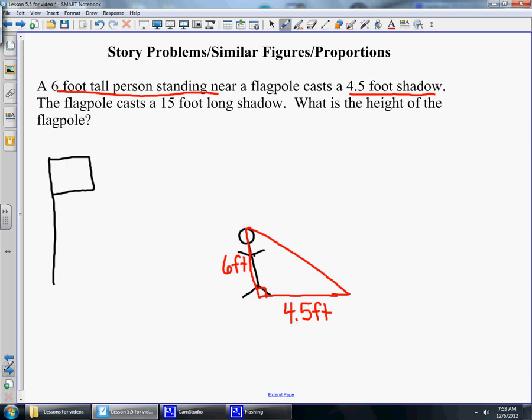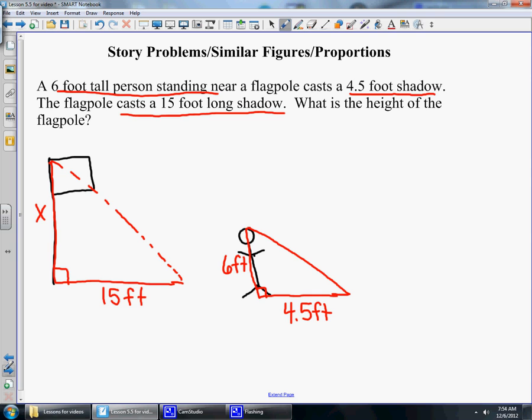So now we have a flagpole, and the shadow of the flagpole casts a 15-foot shadow. So that means that this length here is 15 feet. And they're asking us, what is the height of the flagpole? So this is what we're trying to find here. We have two right triangles, so we can set up our proportion.